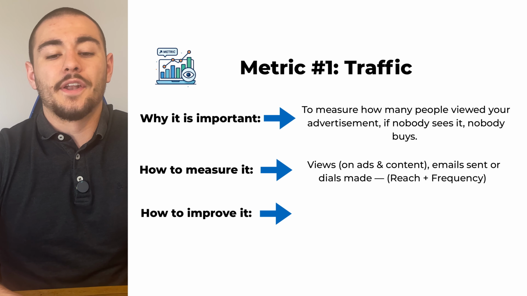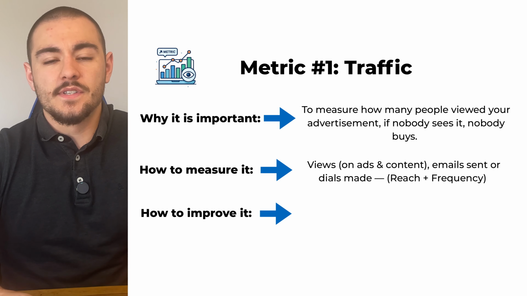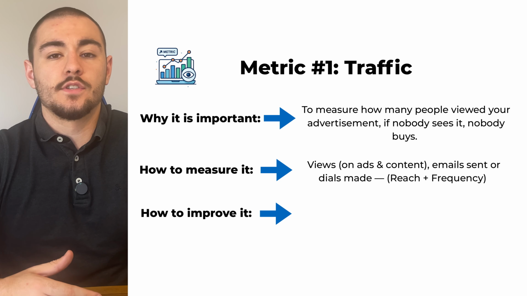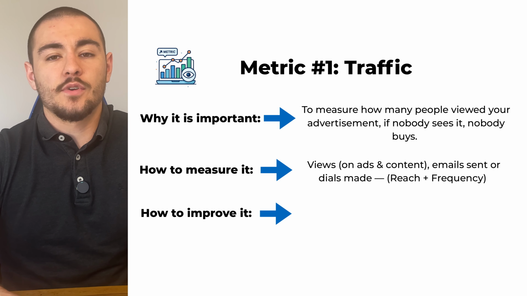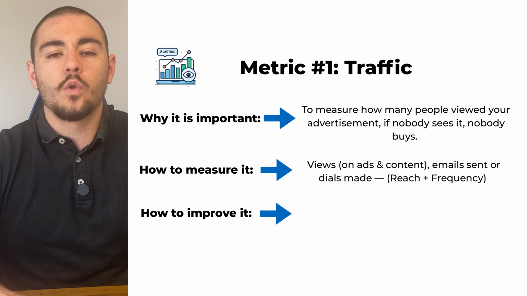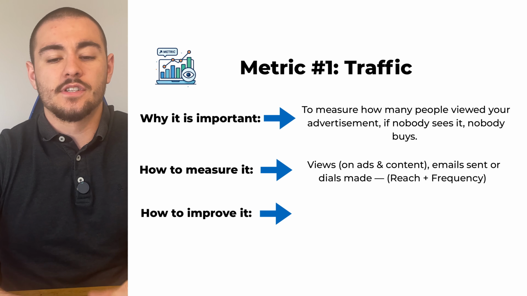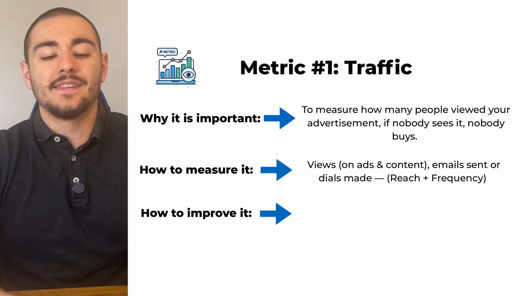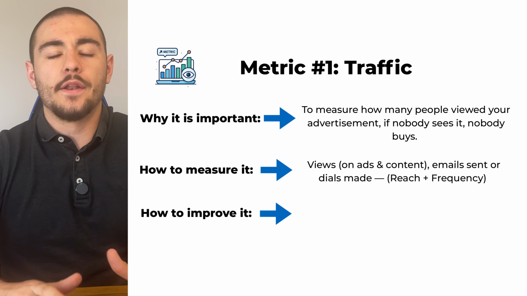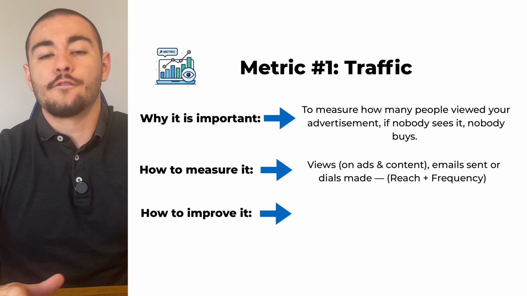So for example, on ads and content, very simple, you can look at how many views you got. Then emails sent, for example, if you have an outbound team or if you're sending cold emails. If you're doing cold calls, you can have the number of actions that were done. For example, how many emails were sent, how many dials were made. So the way to look at it is reach and frequency.